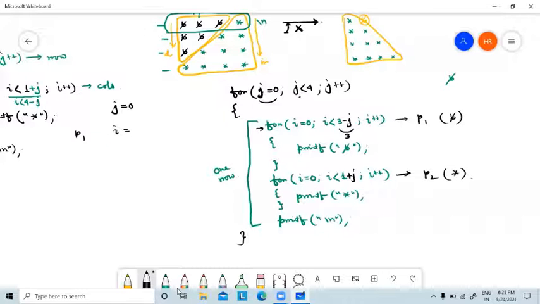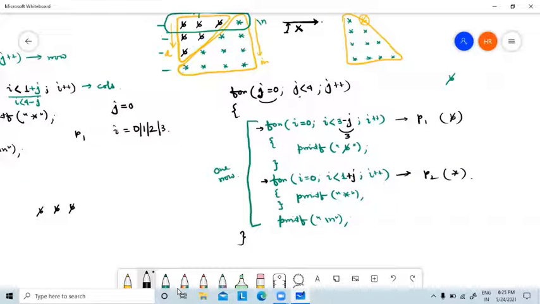Okay, so I is initialized with 0, less than 3 satisfying, so it will move into print. So it will print the first blank space. Okay, then I plus plus. Again I less than 3. So it will print the next blank space. Then I plus plus. Now again it is less than 3. So it will print the next blank space. Then I plus plus. Now I becomes 3. Not satisfying. So it will come into this for loop.